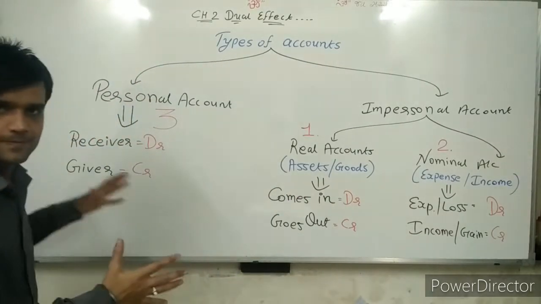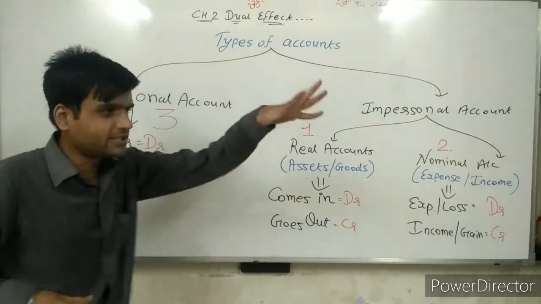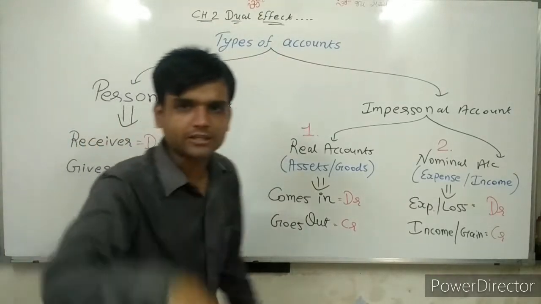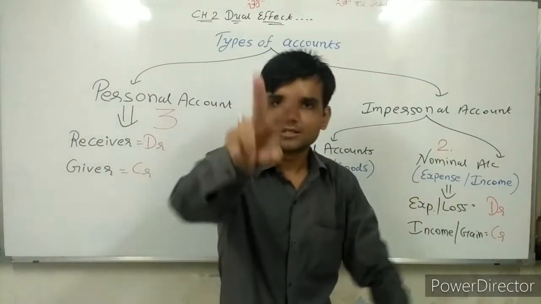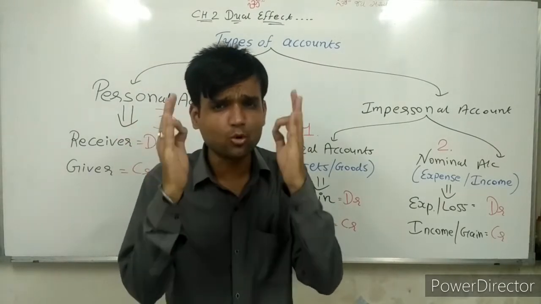So in this way, we can write debit and credit entries. It's by dual effect, two effects. One entry is debit, the second entry is credit. That is very, very important.